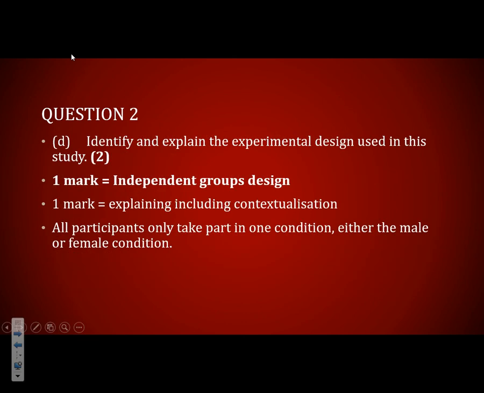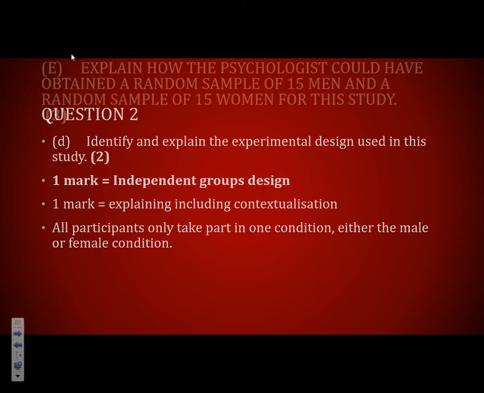Next line, identify and explain the experimental design used. Again, identify and explain. 1 mark for saying independent groups and 1 mark for explaining, including contextualisation. So if you don't mention male or female, then you don't get any points. Note, all participants only take part in 1 condition, either the male or the female condition. So all take part in 1 condition would get you the mark, as long as you've then contextualised to either the male or the female condition.